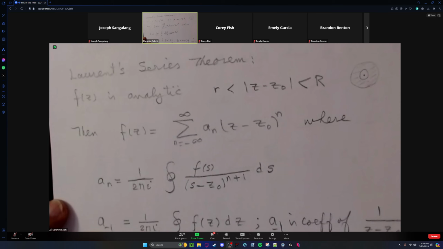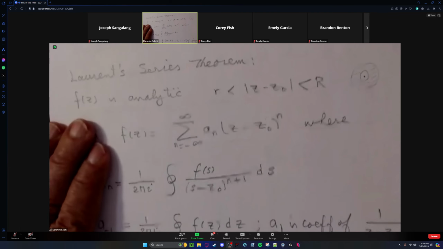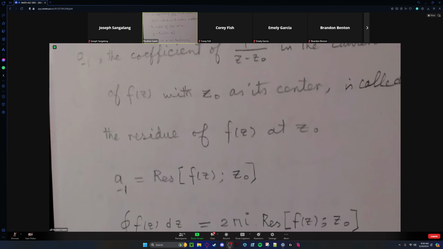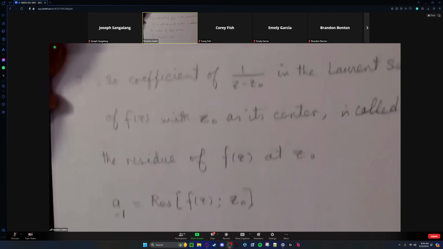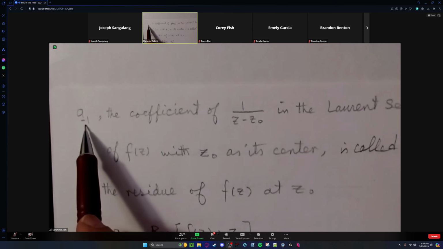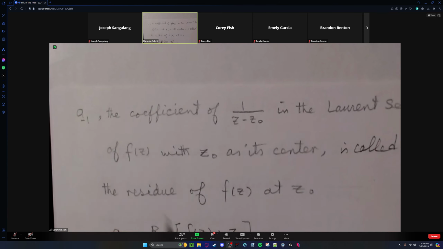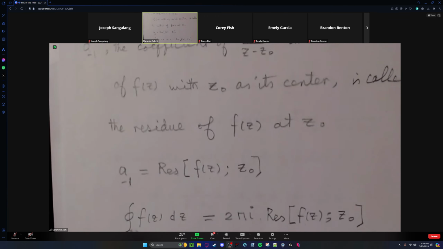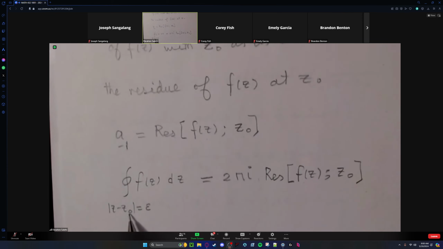So, putting these together, that's the residue theorem. We will put these two together. The coefficient of this term is called the residue at that point, and this is the notation. An integral over that little circle centered at that singularity is going to be 2 pi i times the residue at that point.